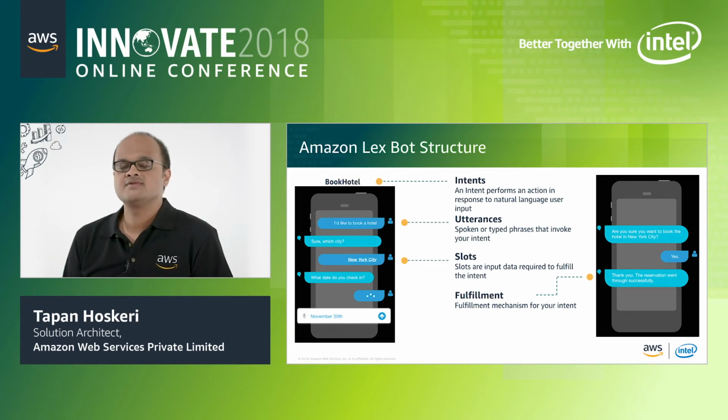A bot contains all of the components of a conversation which you want to have with your customer. An intent represents a goal that the bot's user or your customer wants to achieve. Think buying a plane ticket or scheduling an appointment. An utterance is a spoken or typed phrase that invokes an intent. "I want to book a hotel" or "I want to order flowers" are 2 simple utterances.